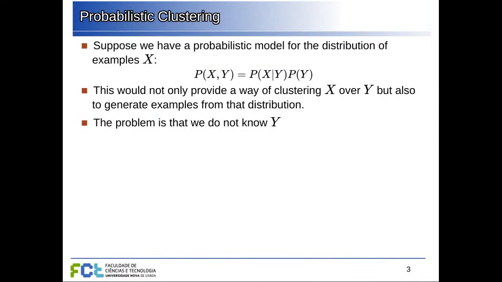So let's start with probabilistic models. Suppose that we have some model for the joint distribution of some features x and something that we can observe, y. So basically this would be the joint distribution of, say, features and labels. This would allow us not only to cluster or classify examples according to features, but also to generate examples from that distribution. So we saw this previously on generative models.